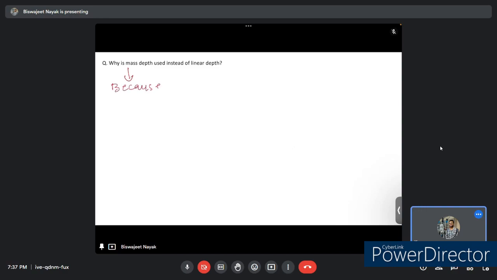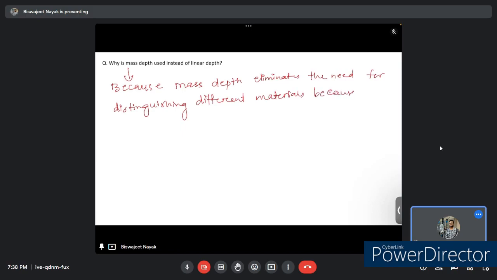Because mass depth eliminates the need for distinguishing different materials because of their different densities, and we are looking at the relation with the depth distribution.